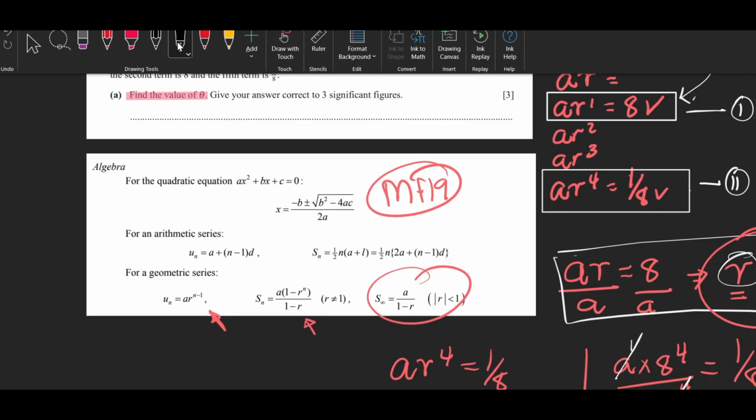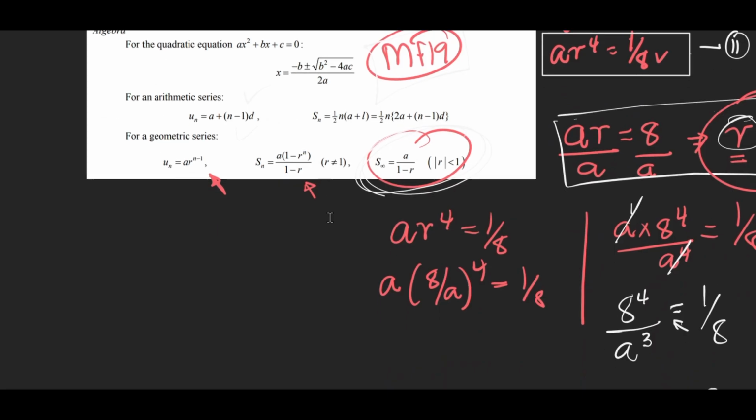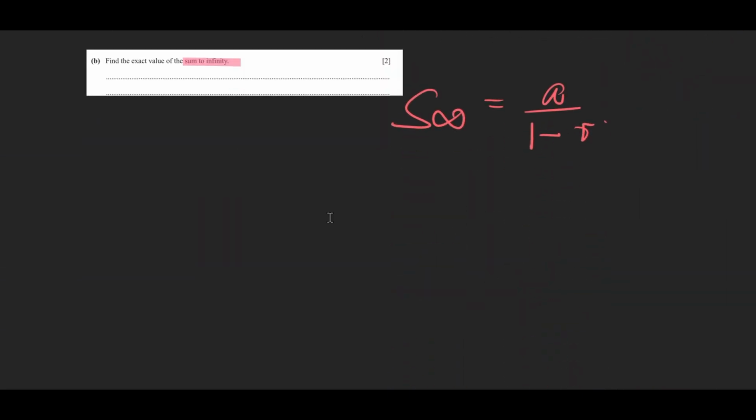If you carry MF19 to your exam room, you will always find the formula for the series and the quadratic equation. And you can see the formula is located over here. Sum to infinity is equal to a all over 1 minus r. The same thing I'm going to use over here. Now, we know our a from the previous question, it was 32.